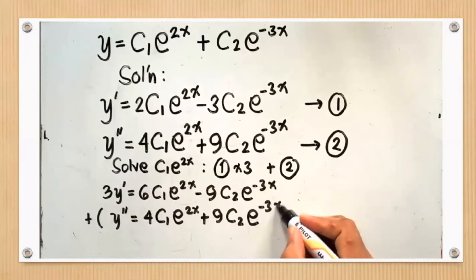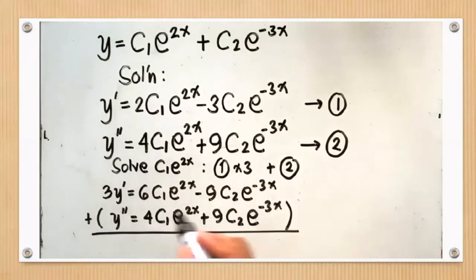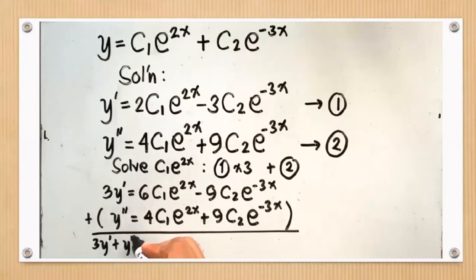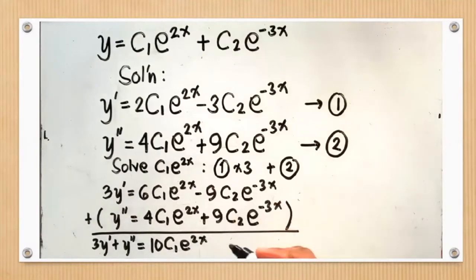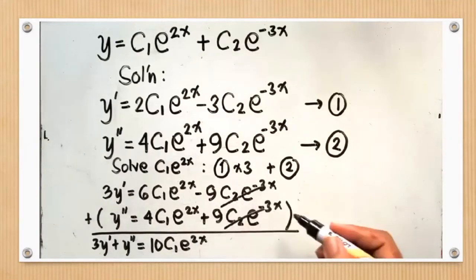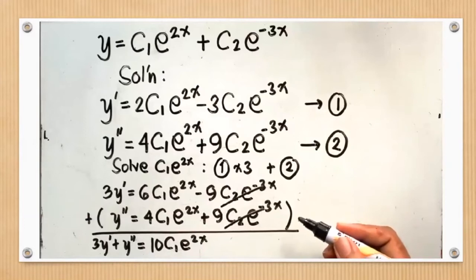So as you notice, there are similar terms. So you can combine them, and the objective of this is to eliminate one of the arbitrary constants. So 3y prime plus y double prime, just copy, there are no similar terms on the left-hand side. 6 plus 4, so you have 10 c sub 1 e raised to positive 2x. And then minus 9 plus 9, we cancel that part of our equation.